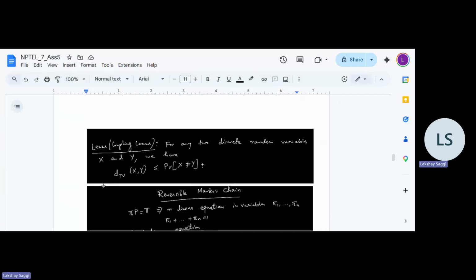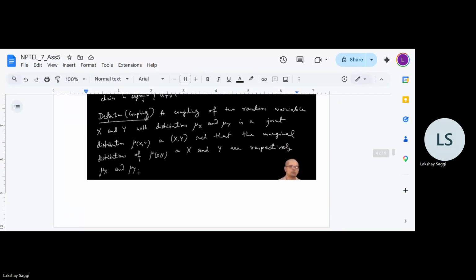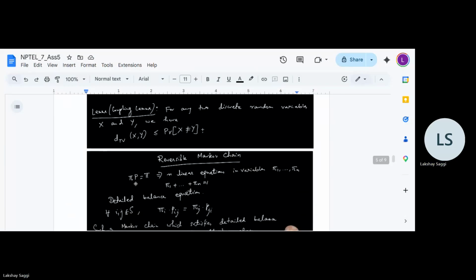One might wonder why it is called the coupling lemma, but its proof was discussed in the lecture, and it was through coupling: coupling the random variables x and y and then obtaining the bound.